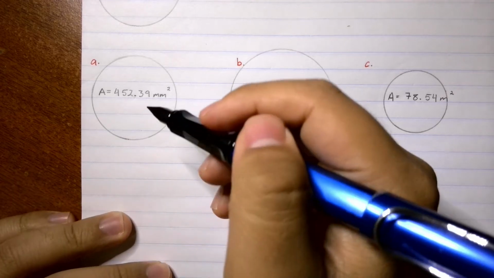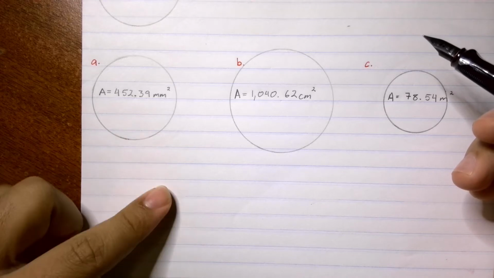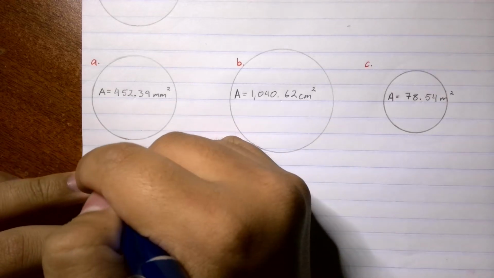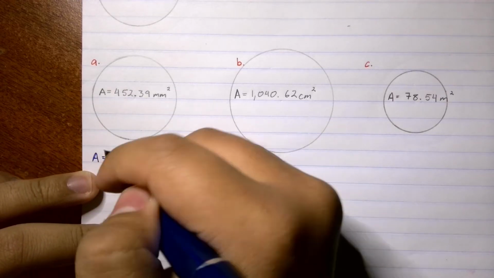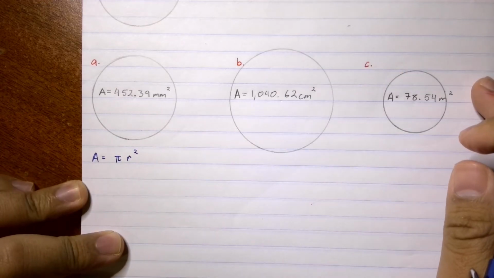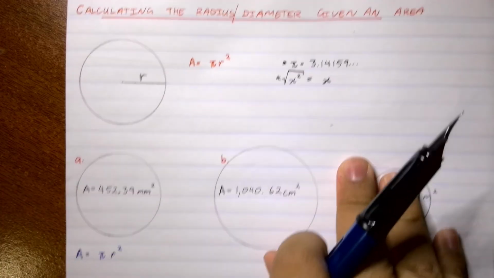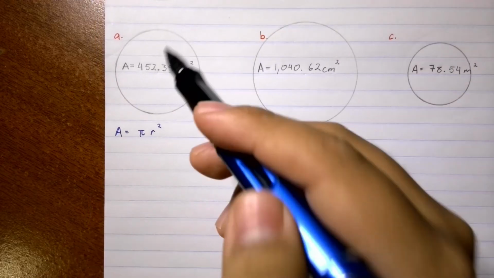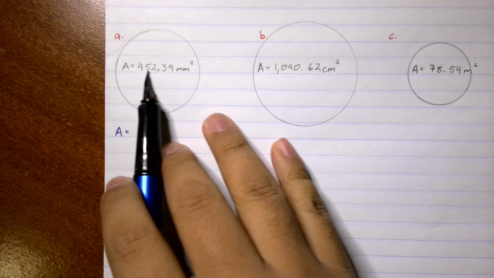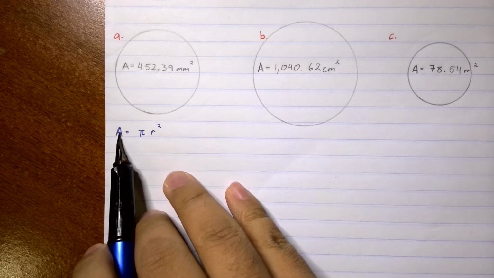So what we're going to be doing is calculating first the radius, and then from the radius we can find the diameter just by doubling the value. What we start off with is the formula for the area of a circle. A equals pi r squared. If you don't remember it, there it is. Now what we do to find the radius is substitute the value of the area into the A here.